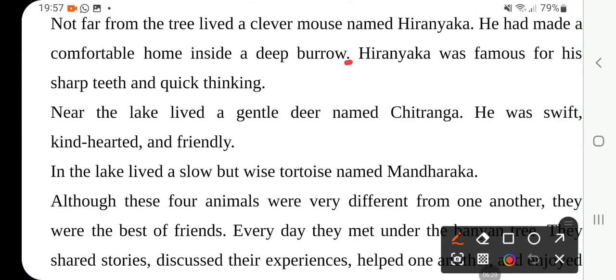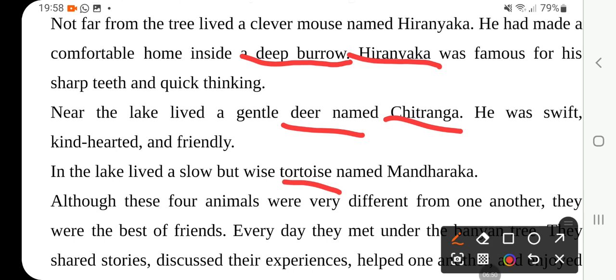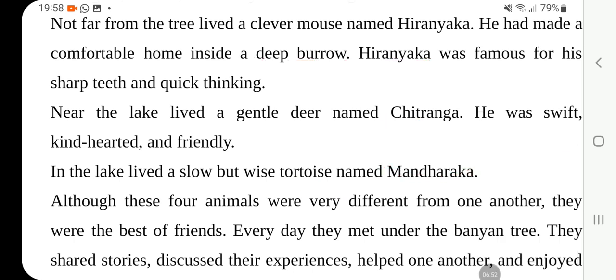Then we have deer, Chitrangna, and mouse, Hiranyaka, and then tortoise, name Mandharka, right? So you have to remember all the names.